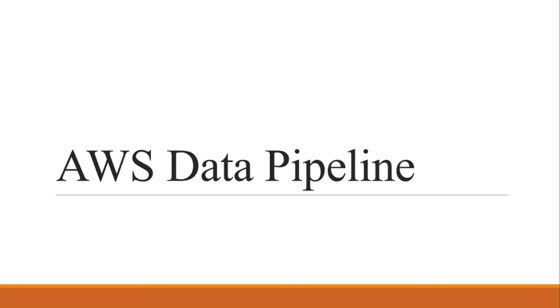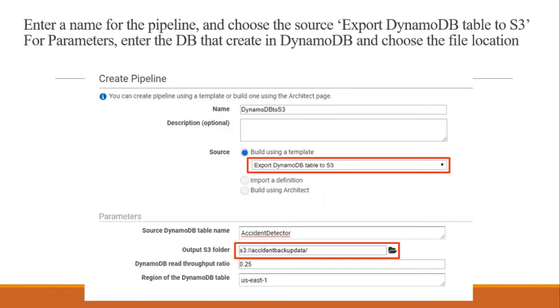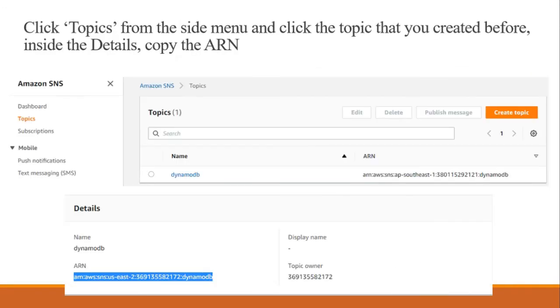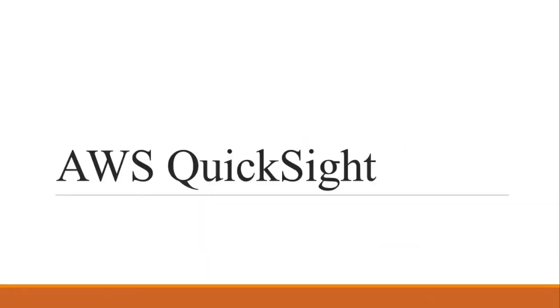For the system that we think about, we use the data pipeline to move the data from the Dynamo and then output it to S3. Then next is the step to move the data from Dynamo to S3.